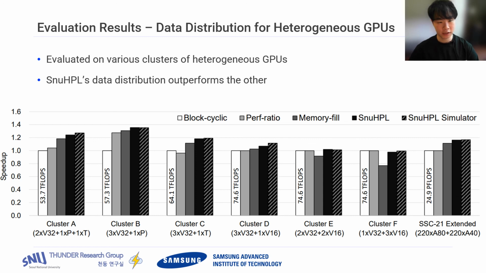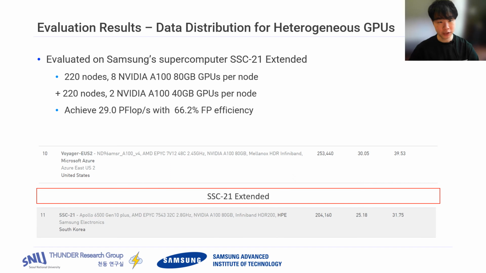SnuHPL's data distribution for heterogeneous GPUs achieves 1.17 times speedup over the block cyclic on the SSC21 extended supercomputer. We can expect this result from the results of cluster C and cluster D, where the number of GPUs with a large memory capacity is much bigger than the number of GPUs with a small memory capacity. To summarize, SnuHPL's data distribution outperforms the other data distribution strategies. Also, the SnuHPL simulator again estimates the running time pretty well with an error margin of 5%. SnuHPL's 29.0 petaflops and 66.2% floating point efficiency on SSC21 extended is comparable to the performance of the 10th fastest supercomputer in the November 2021 Top500 list.